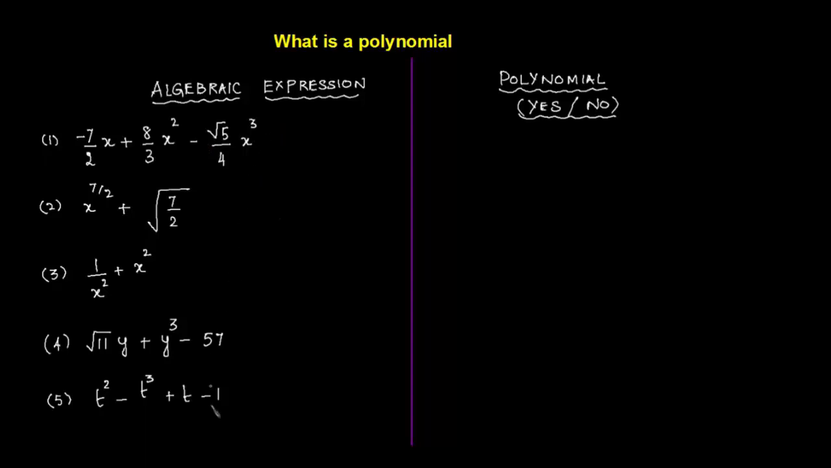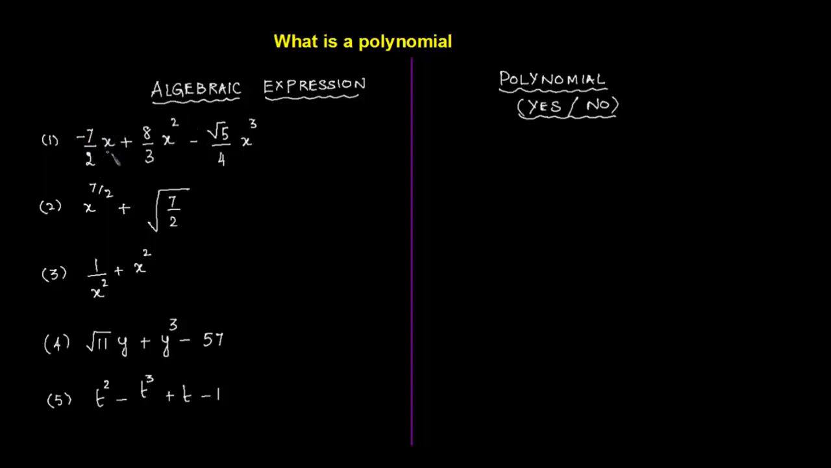Now look at the algebraic expressions that are given on the left hand side. You are supposed to answer yes or no if it is a polynomial accordingly. So you can see that the first expression has minus 7 by 2x plus 8 by 3x square minus root 5 by 4x cube. Now we are supposed to check only the powers of x and not the coefficients. So the coefficients can have numbers like root 5 by 4. It can have fractions like 8 by 3. It can have fractions like minus 7 by 2 which is negative. All this is allowed.